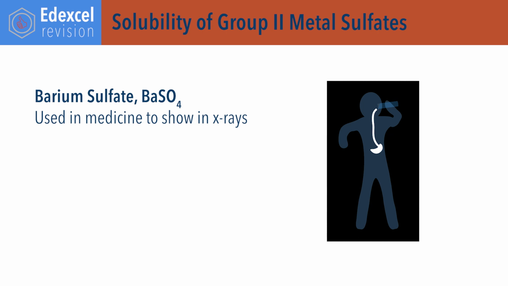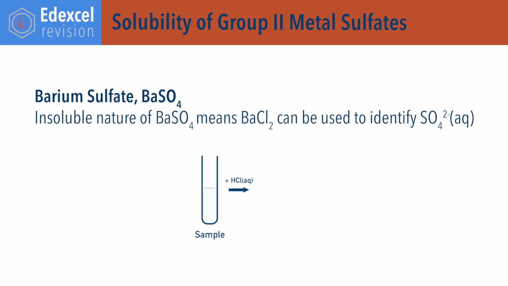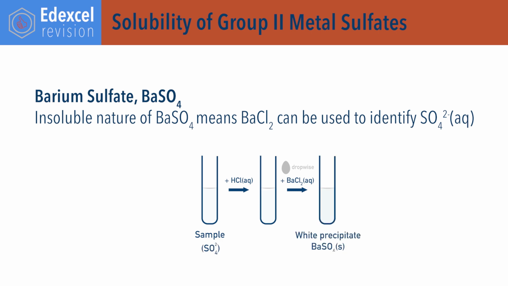The insoluble nature of barium sulfate also allows sulfate ions in solution to be identified by adding aqueous barium, Ba2+, ions. The barium ions combine with sulfate ions forming barium sulfate, BaSO4, which, because it is insoluble, shows as a white precipitate. The barium ions are added from a solution of acidified barium chloride, BaCl2.